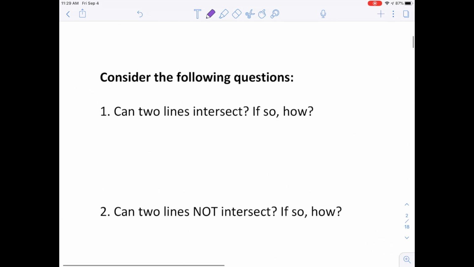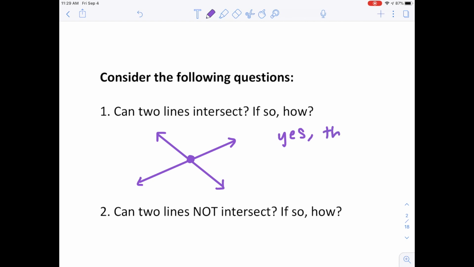So number 1, can two lines intersect? If so, how? Well, we actually just talked about this. This is something you've seen in other classes. You can have two lines intersect. How is just how they're intersecting. So what does it look like? And we just talked about that on the previous page. Yes, two lines can intersect. How do they intersect? They intersect at a point.